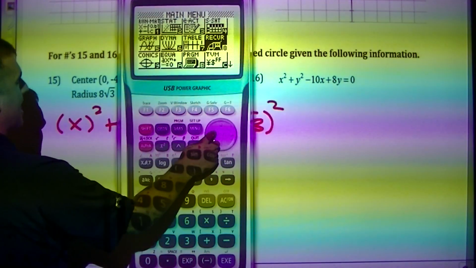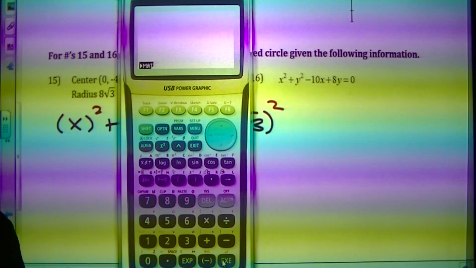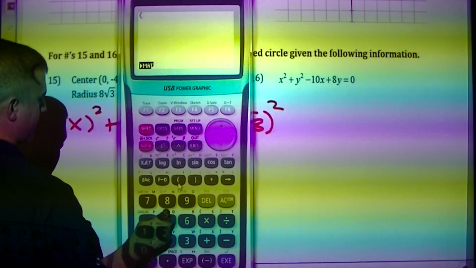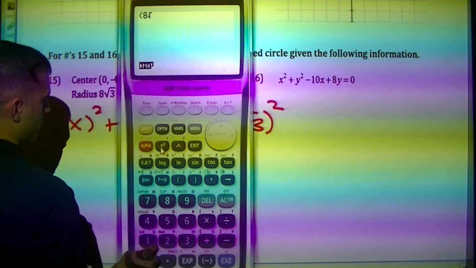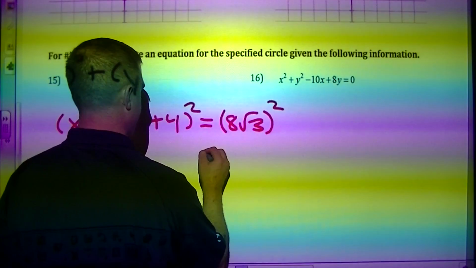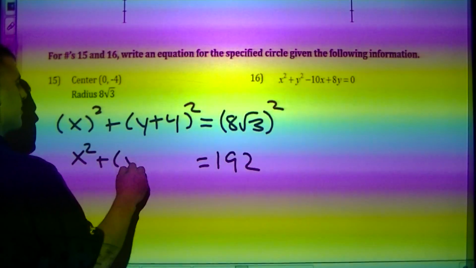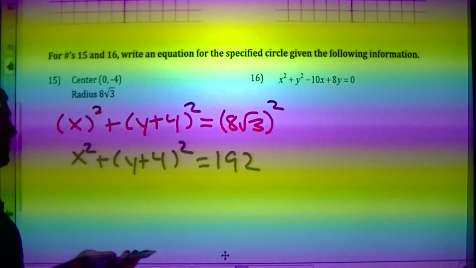So what I do is I go back to menu, all right, and I do parentheses 8, shift square root of 3 squared, and I get 192. So here's what my equation will look like. Okay, and there's your answer.